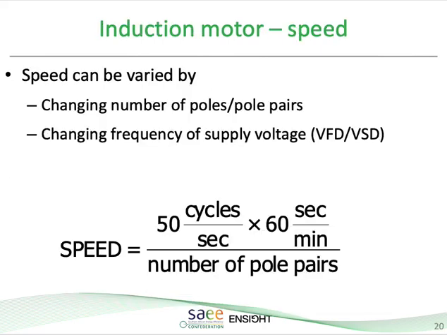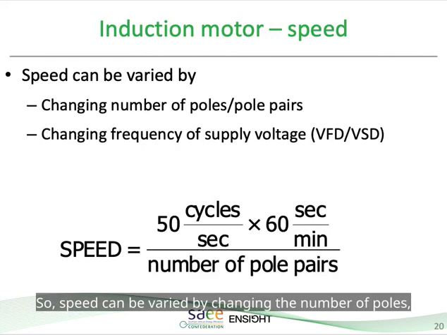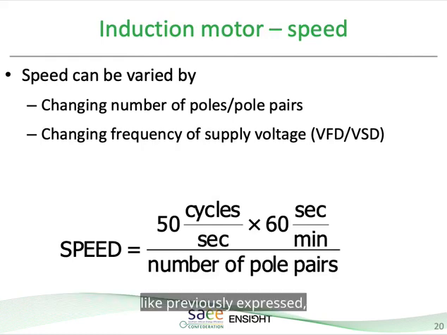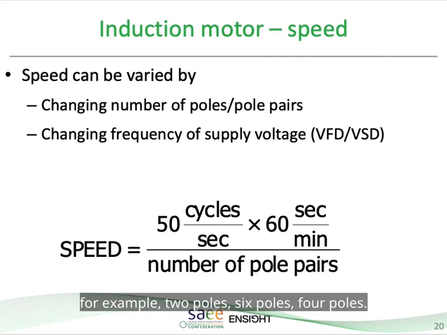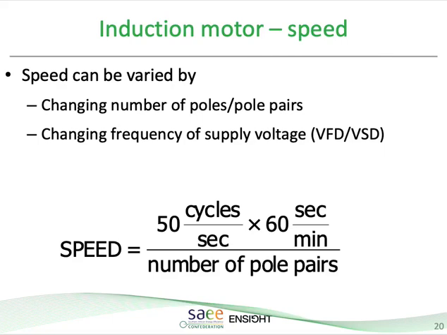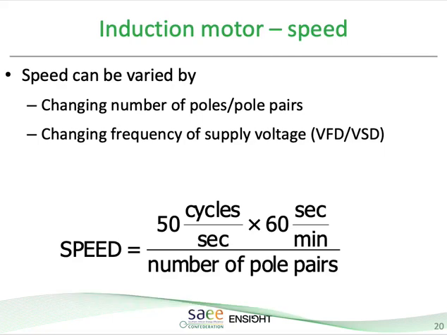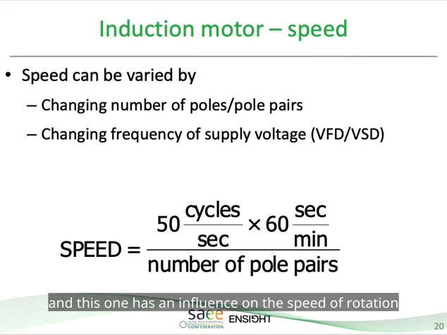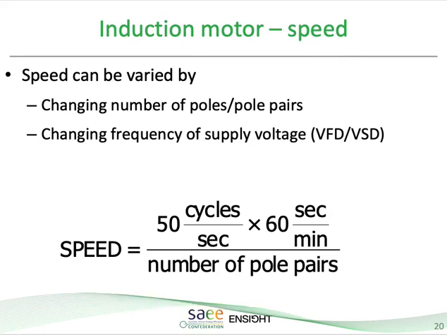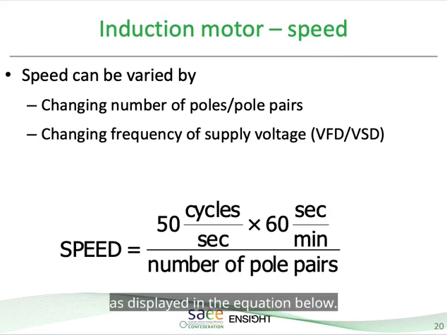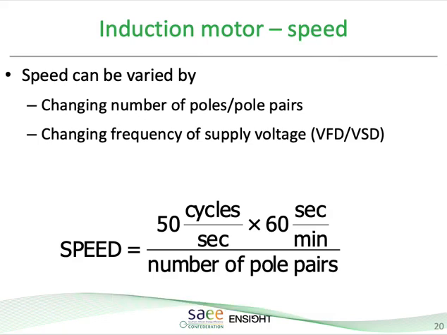Induction motor speeds. Speed can be varied by changing the number of poles, as previously expressed, for example 2 poles, 6 poles, 4 poles, or by changing the frequency of supply. So instead of 50 Hertz, we can supply 30 Hertz, 40 Hertz, etc. And this all has an influence on the speed of rotation, as displayed in the equation below.